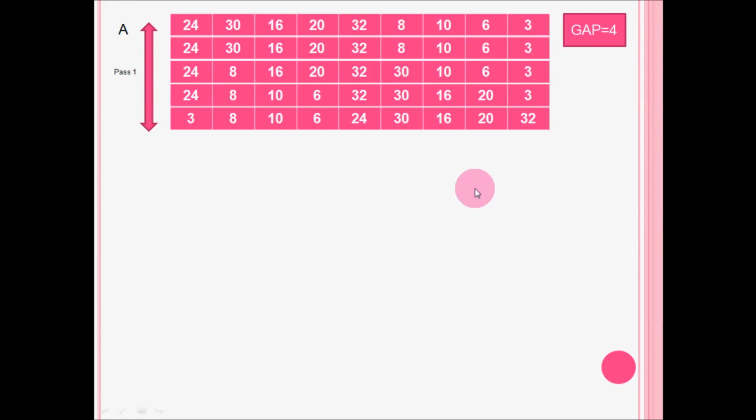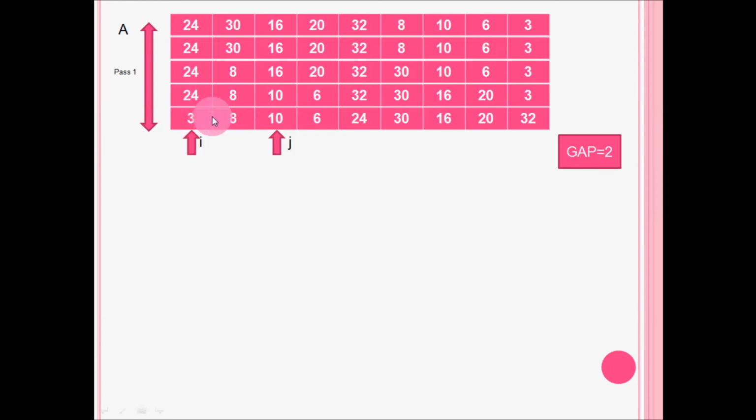Again we have to calculate the gap. Let's start with pass 2. The gap for pass 1 was gap 1, so for pass 2, gap 1 divided by 2 is 2. So the gap is 2. Let's start with the gap of 2. If i is here and j is here, the gap in between is 2.